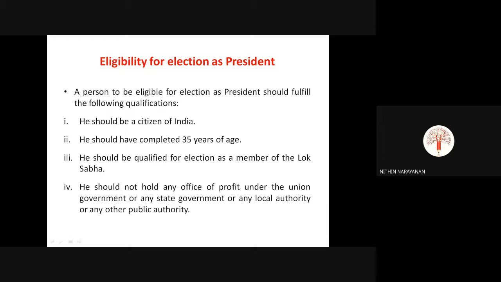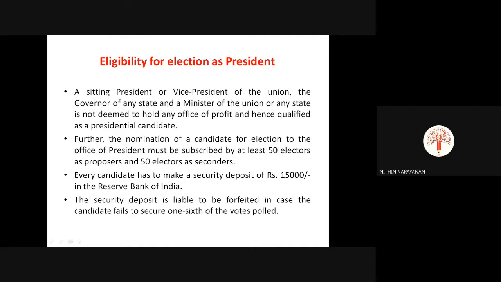He should not hold any office of profit. So these are the different qualifications or eligibility for election as President. A sitting President or Vice President of the union, the Governor of any state, and a minister of the union or any state is not deemed to hold any office of profit and hence is qualified as a presidential candidate.